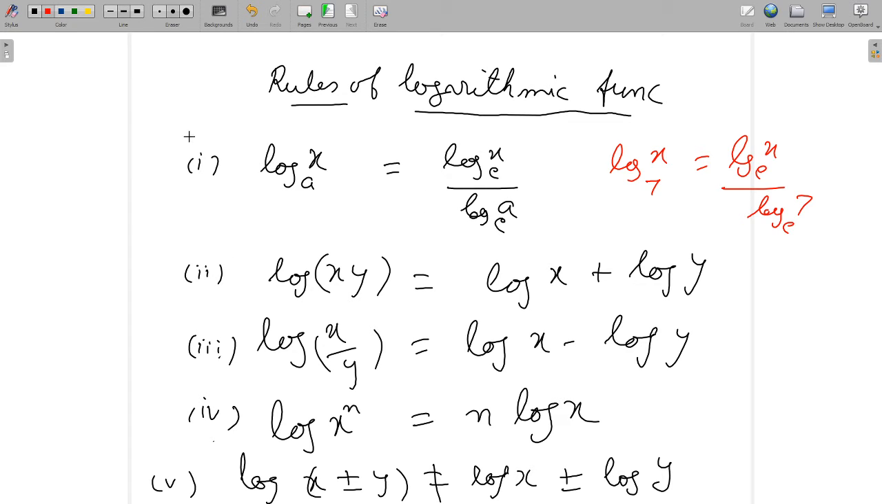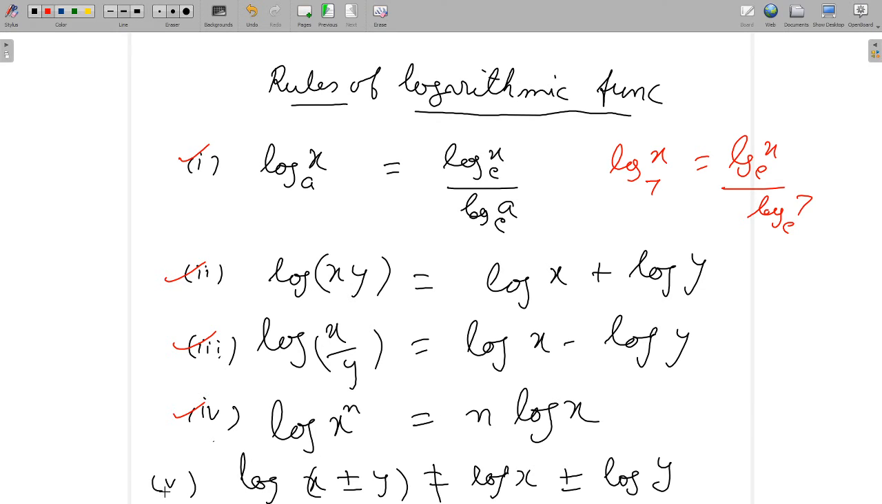Then the second rule is log of xy, with xy inside the logarithmic function, that is equal to log x plus log y. Reverse also: when two logarithmic functions are being added, log x plus log y is equal to log of xy. Similarly, the third one: log of x by y is equal to log x minus log y. You have to remember all these rules. Then the fourth one: log x raised to n is equal to n log x. The exponent will come out of the logarithmic function.